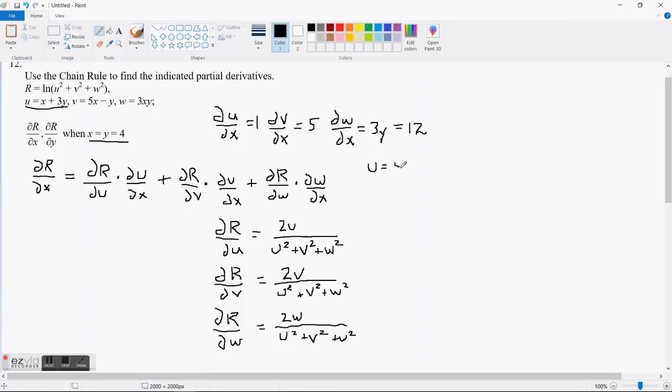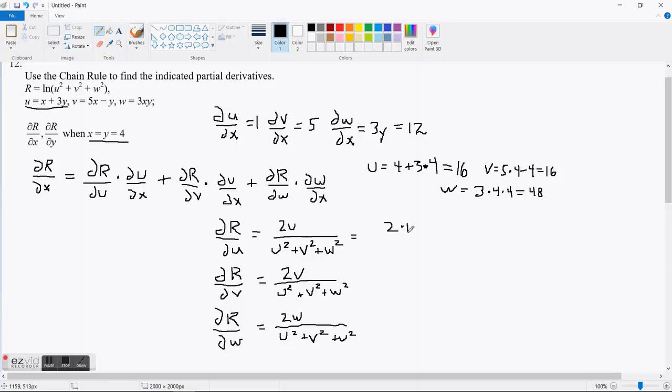So now we need values for u, v, and w, which we get by using the fact that u is x plus 3y, and x is 4 and y is 4, so we get u is equal to 16. V is 5 times x minus y, so it's 5 times 4 minus 4, which again is 16. And w is 3 times x times y. So 3 times 4 times 4, which winds up being 48. It's going to be more useful to view it as 3 times 16. We'll do that in a minute.